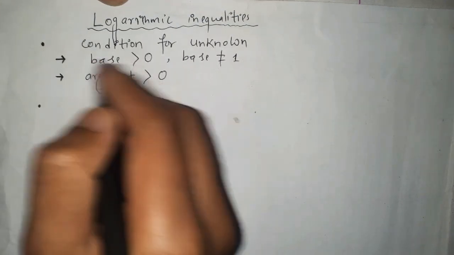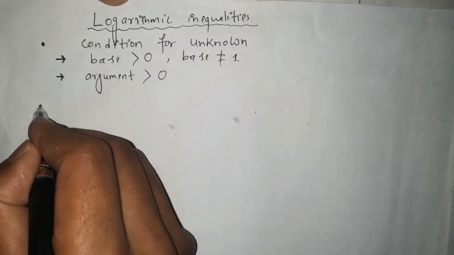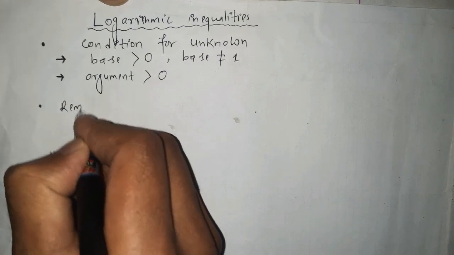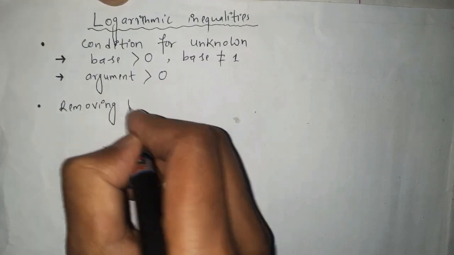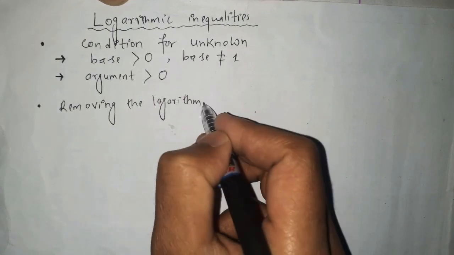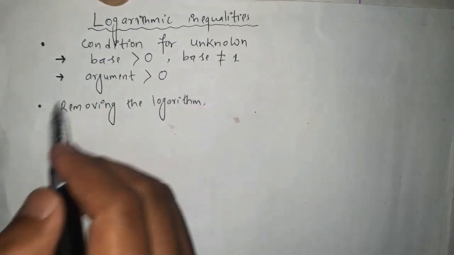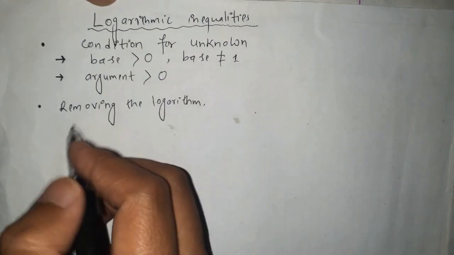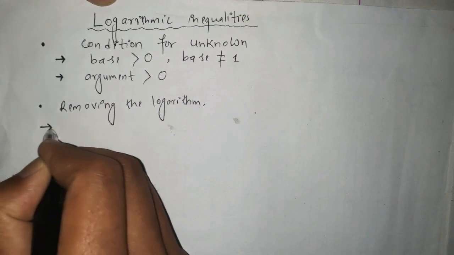This is the first step for solving logarithmic inequalities. Please remember this is the first step, and the second step is removing the logarithm. In the second step, we have to remove the logarithm. In the given inequality, we have to remove the logarithmic functions. For removing the logarithm, we have to remember these rules.